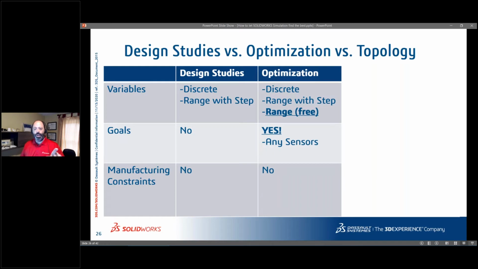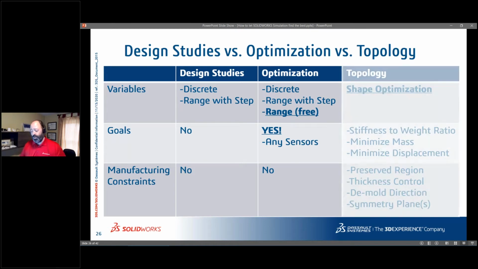With optimization, the major difference is a free range. So you can give it a range with your variable, but you say, here's my min, here's my max, whatever you find in between is fine by me. So it's a free range. But you can also give it goals, and any sensor can act as a goal. In my example, I had the weight. The weight was the goal, but it could be something else. Maybe the goal is to have a set factor of safety. Maybe the goal is to have a whatever, right? So you can use different goals, and to do that, you use sensors.